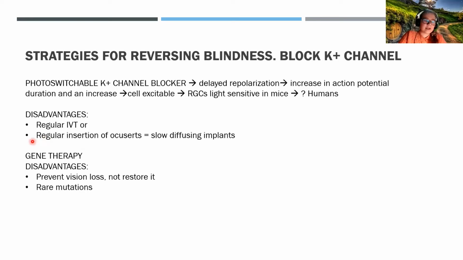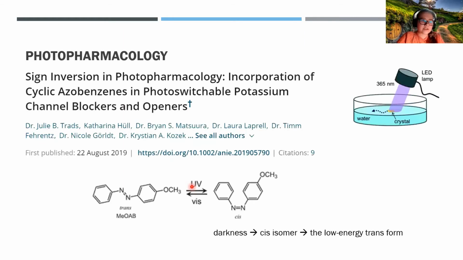Another strategy of reversing blindness is gene therapy, but as I already told you in an example, there are many rare mutations, and we simply do not know which gene to target. Also, even if we identify some genes, by targeting them, by taking them out, we only prevent vision loss, but cannot restore the loss of vision.